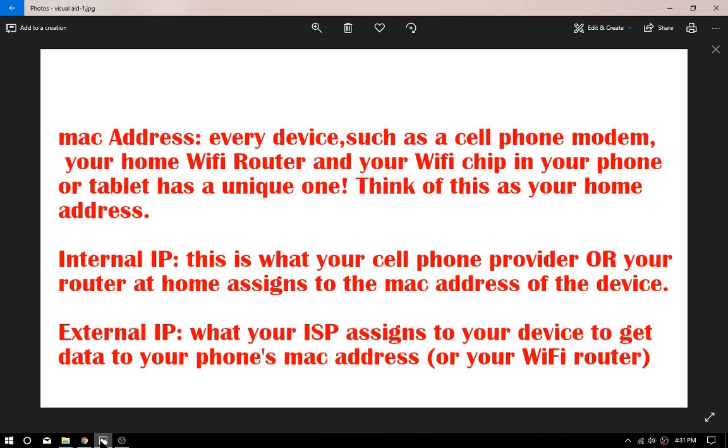That's the other one. Now, the internal IP address. This is what your cell phone provider gives you. Remember I said this was going to be kind of geared towards cell phones. If you're outside just using your cell phone, AT&T gives you an IP. It also knows your MAC address, and that's how it finds you. It's really using the MAC address. But the IPs are grouped by location.